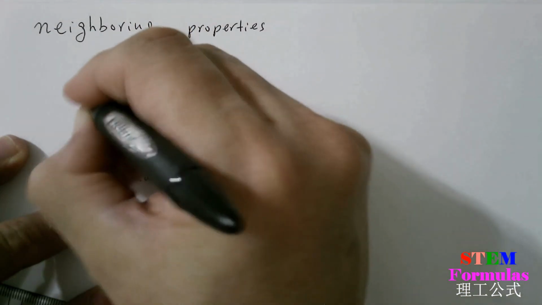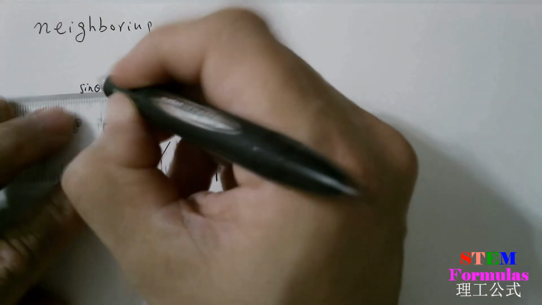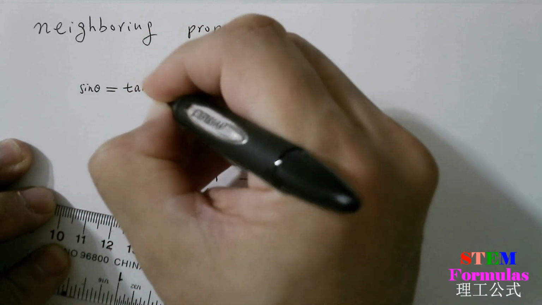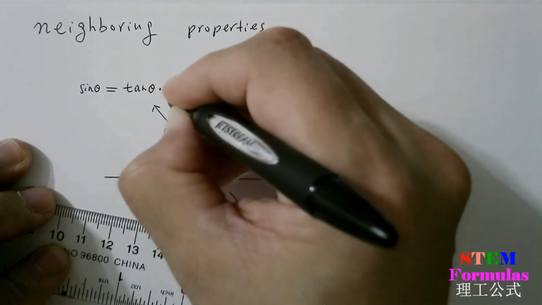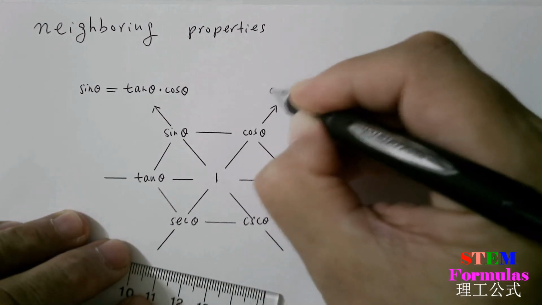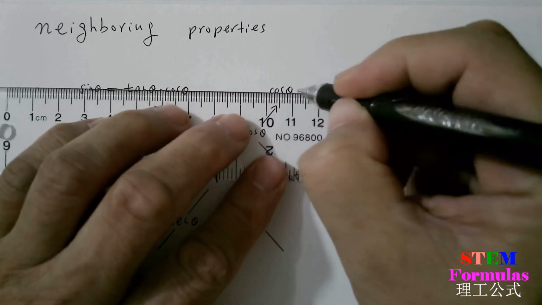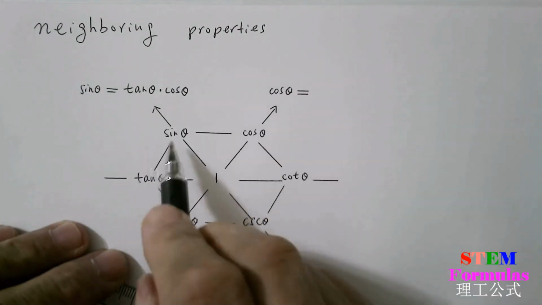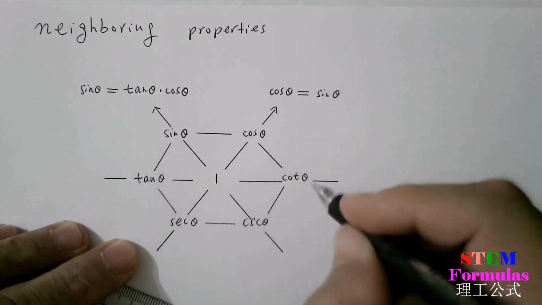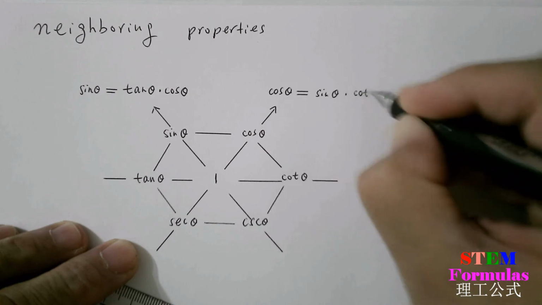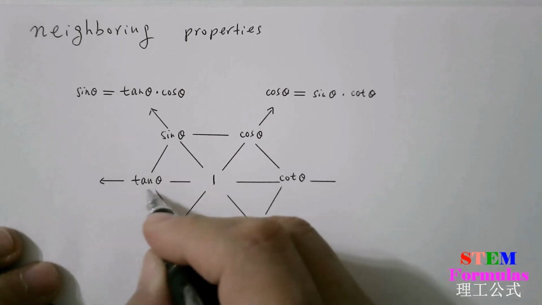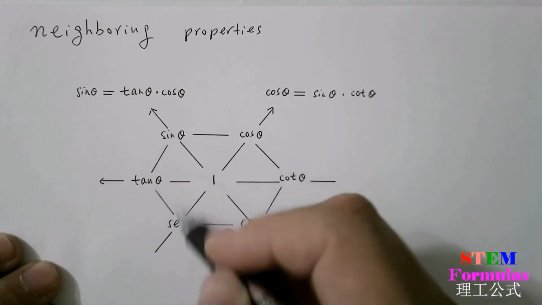So sine theta equal tangent theta times cosine theta, and cosine theta equal sine theta times cotangent theta. And tangent theta equal this function times this function.